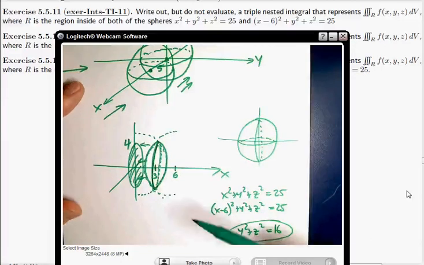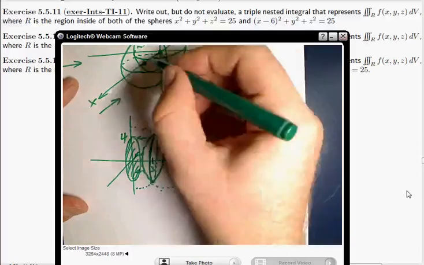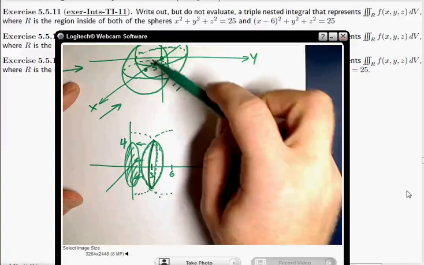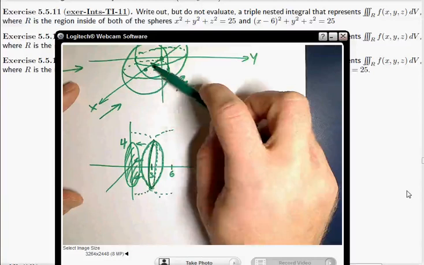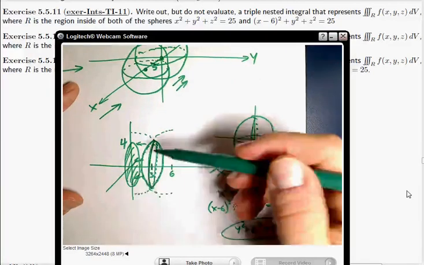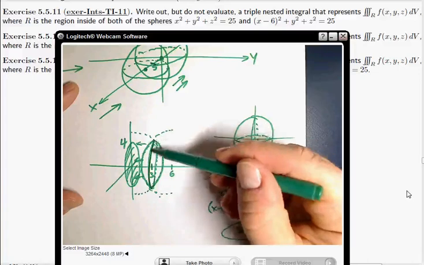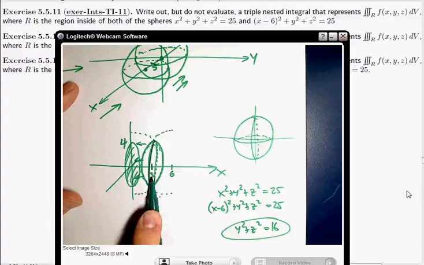I plugged in x equals 3 because if you look at where these two spheres intersect, they intersect halfway in between the two centers. This center was at x equals 0. This center was at x equals 6. So they intersect where x is equal to 3. So this whole belt around that edge is where x equals 3. I just plug that in and get this.